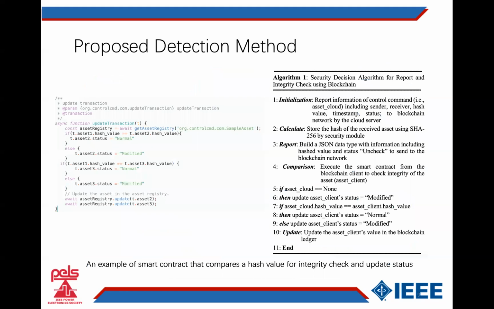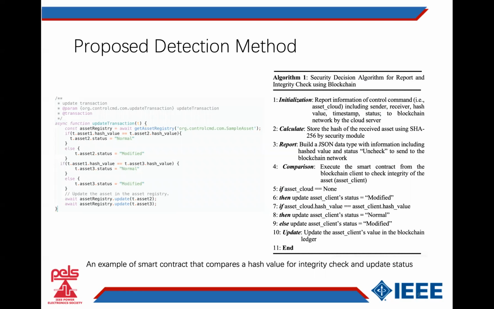This is an example of a smart contract for the hash comparison between blockchain ledgers and in-transit data received from the security modules. It updates the asset status to normal or modified according to the comparison result.